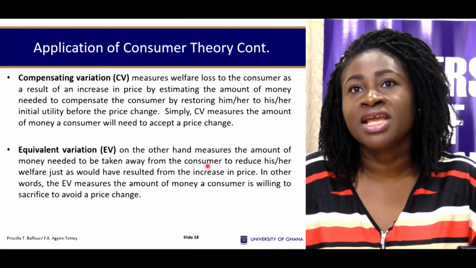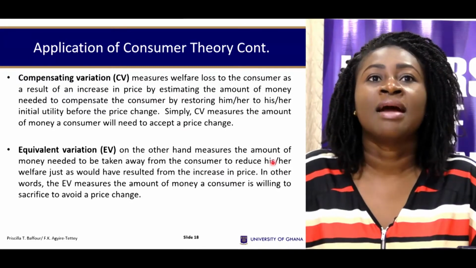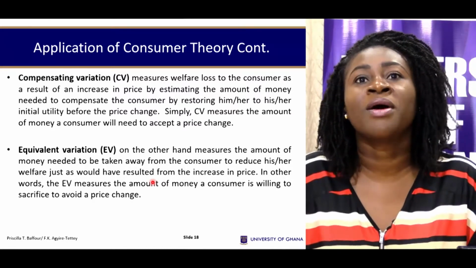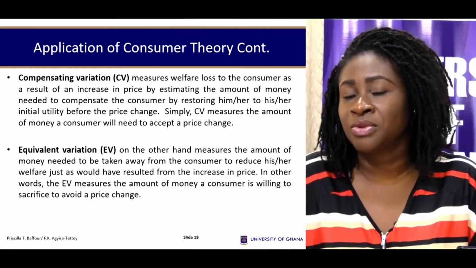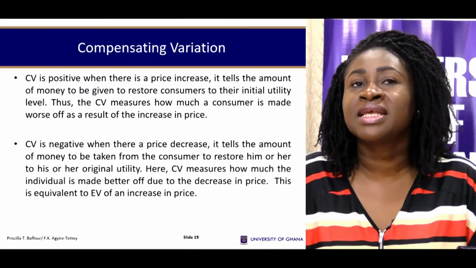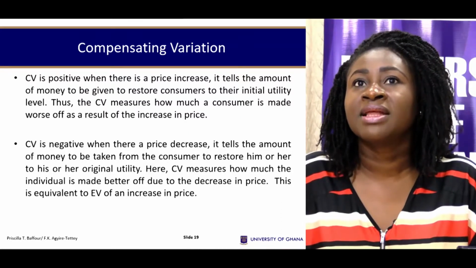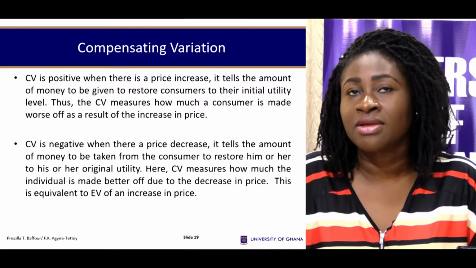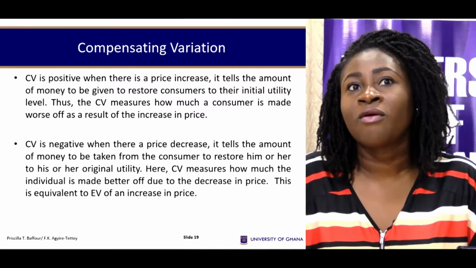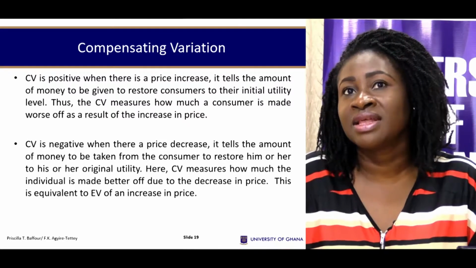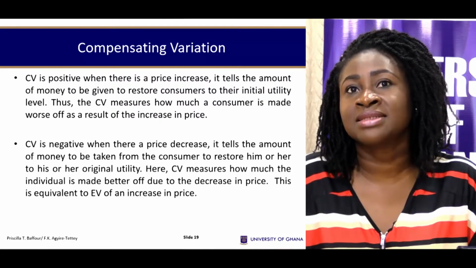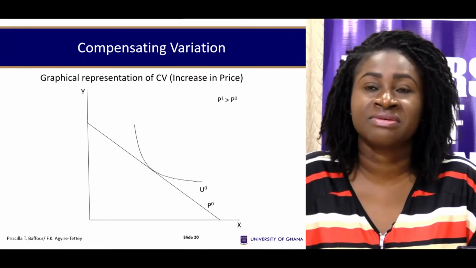And with equivalent variation, we are looking at the amount of money that we have to take away from the consumer to reduce his or her welfare, just like the price increase does to him or her, right? So in terms of compensating variation, it's positive when there is a price increase, right? So we give some money back to you to restore you to your original level. And for compensating variation, it is negative when there is a price decrease. We take some money away from you to see how worse off you are, just like the price decrease, right?